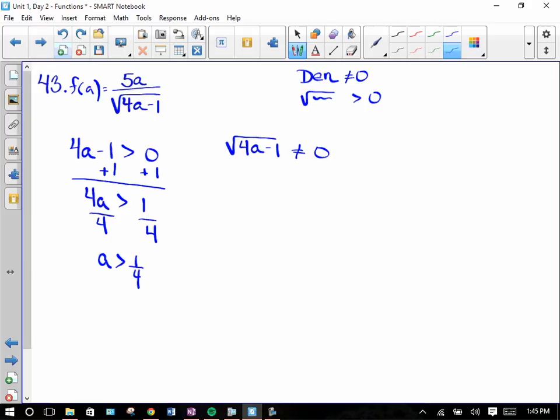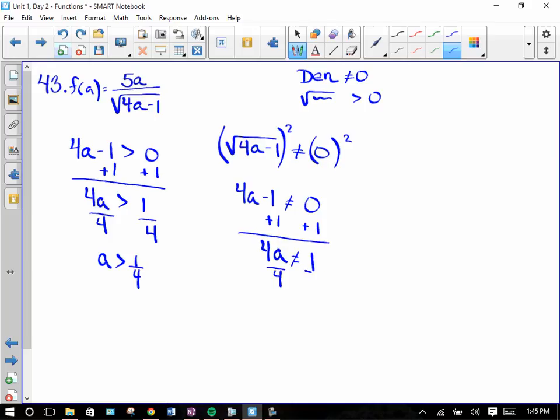Can you guys impress me and make me happy by telling me how I get rid of the square root on the left-hand side? Squaring it. Alright? So I'm going to square it on both sides. So I now have 4A minus 1 is not equal to 0 squared, which is just 0. Okay? I'm going to add 1 to both sides. 4A cannot equal 1. Divide by 4. A cannot equal 1/4.